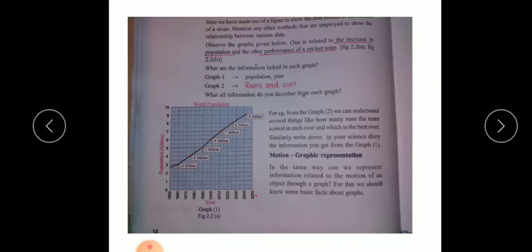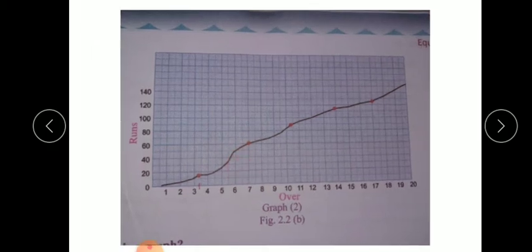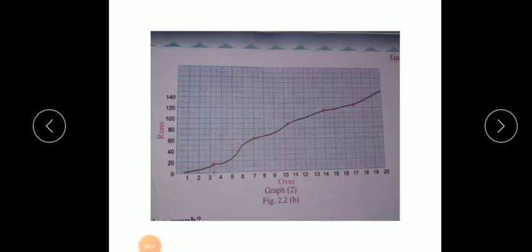In the next page, another graph you can see. In this graph you can see the cricket team scored runs in each over, is it? See, in 3 over they scored nearly 20 runs, and in 7 over they scored nearly 60 runs, is it? So from this graph we can understand several things, such as how many runs the team scored in each over and which is the best over. Like that we will get so many information from the graph, is it?